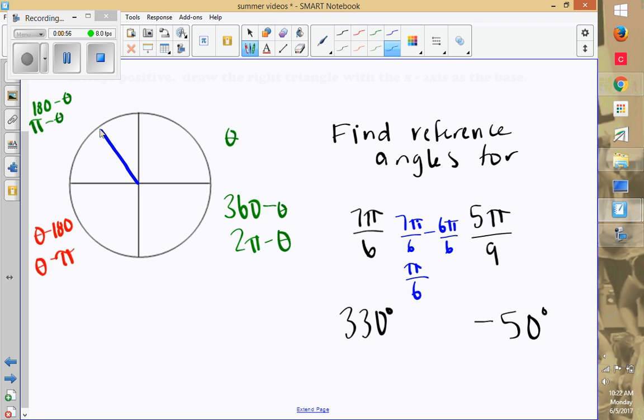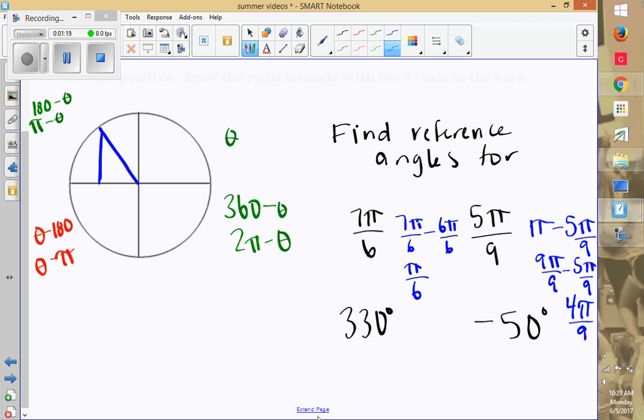It's going to take us up here, so we have to figure out what's left over from pi minus 5 pi over 9. So we're going to have 9 pi over 9 minus 5 pi over 9. We're going to have a reference angle of 4 pi over 9.